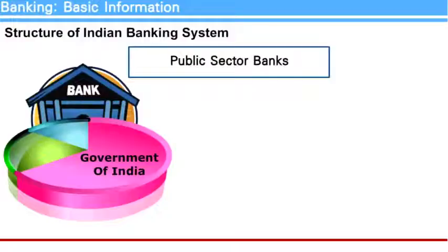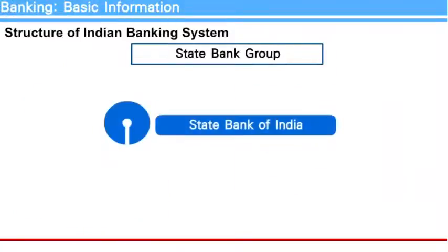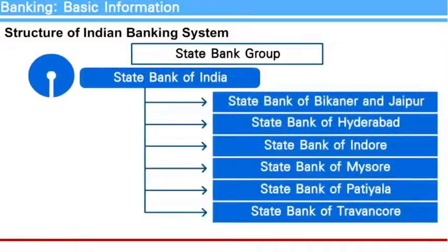The public sector banks are further classified as the State Bank Group, nationalized banks and regional rural banks. The State Bank of India is the largest bank in India with more than 10,000 branches across the country. It has 6 associate banks: State Bank of Bikaner and Jaipur, State Bank of Hyderabad, State Bank of Indore, State Bank of Mysore, State Bank of Patiala and State Bank of Travancore.